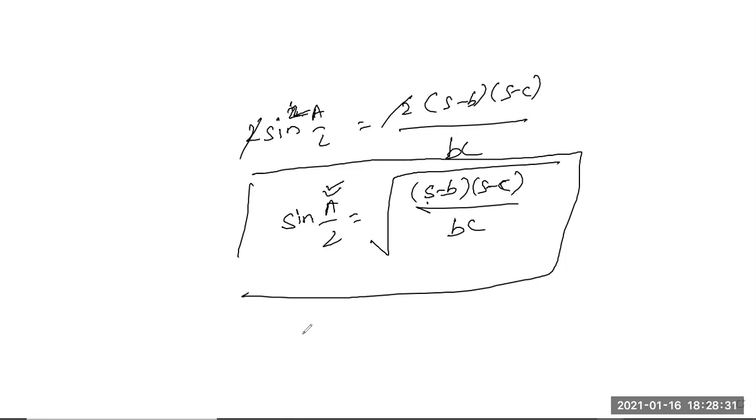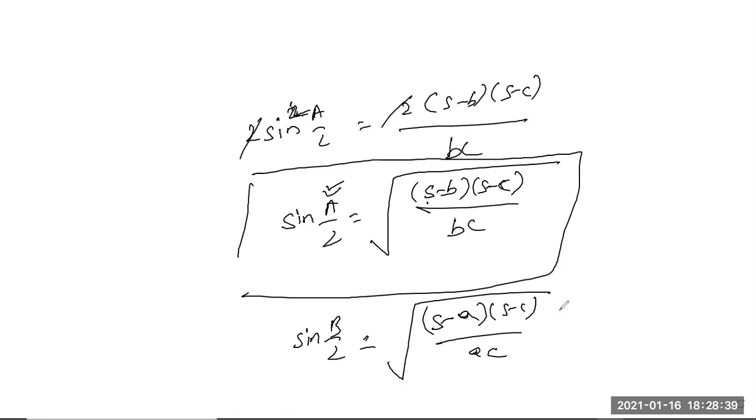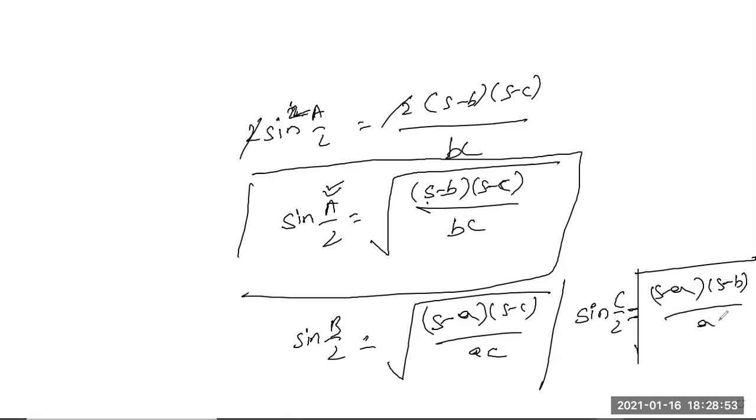sine B by 2 is the square root of s minus a into s minus c by ac. Similarly, sine C by 2 is the square root of s minus a into s minus b divided by ab. So this is the half angle formula.